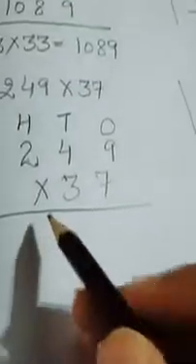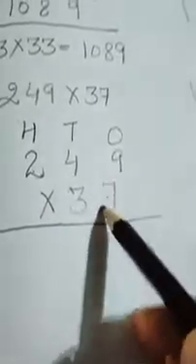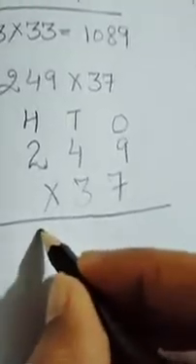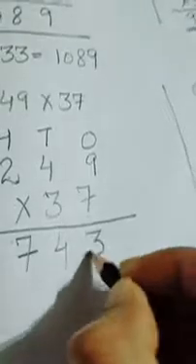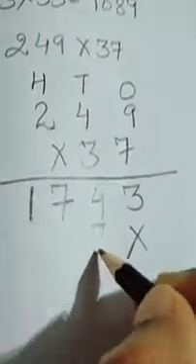So these two products we got, and here will be the writing style. Firstly 249 multiplied by 7, we will write this, that will be 1743. Yes, then here cross, and the second product we got is 747. We will start writing from this side.